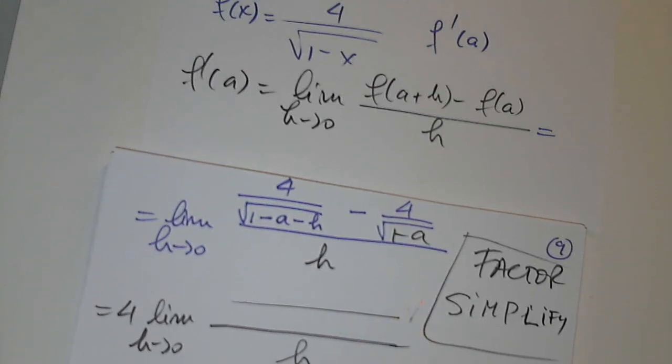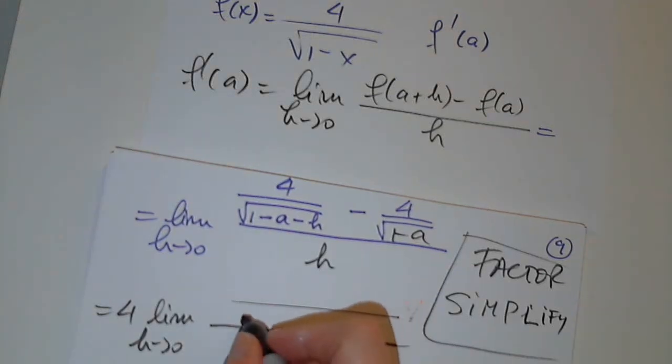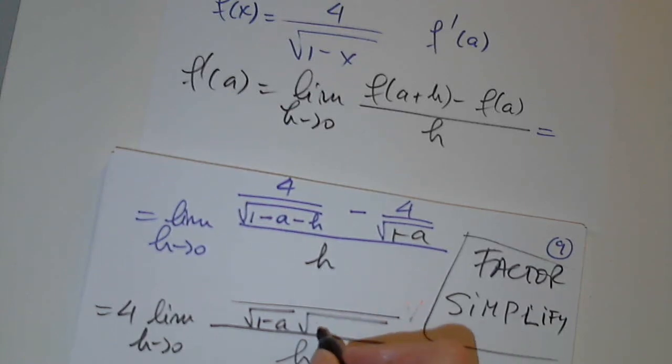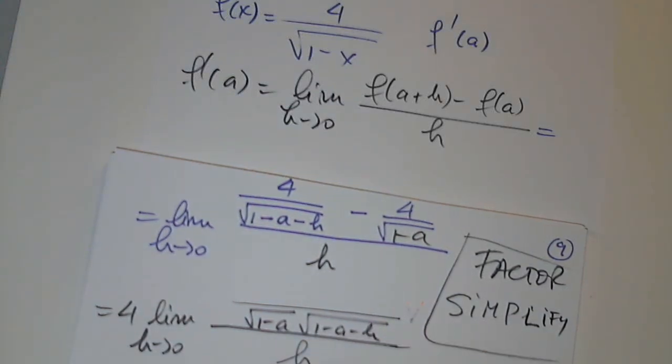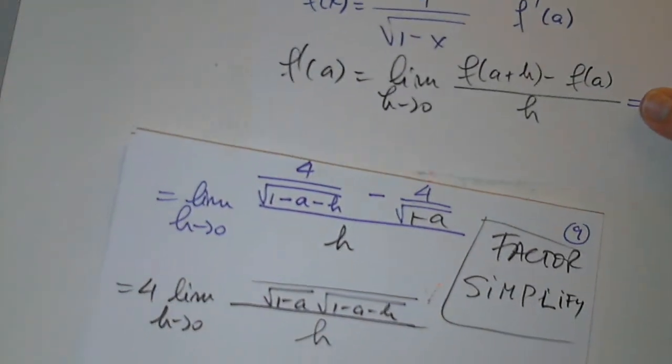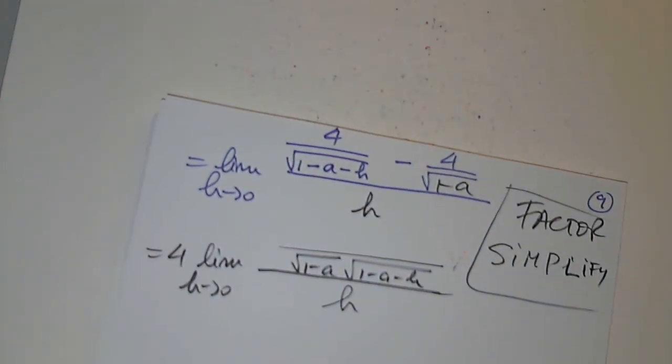And the least common denominator in the numerator is? It's going to have to be the square root of 1 minus a, times the square root of 1 minus a minus h. Of course, thank you very much. They have nothing in common, so the least common denominator has to be the product of the two. Awesome. Well done. Now I need to determine the adjustments.